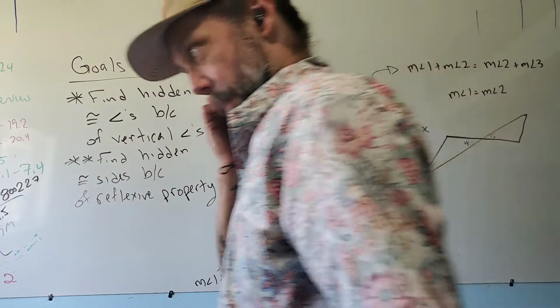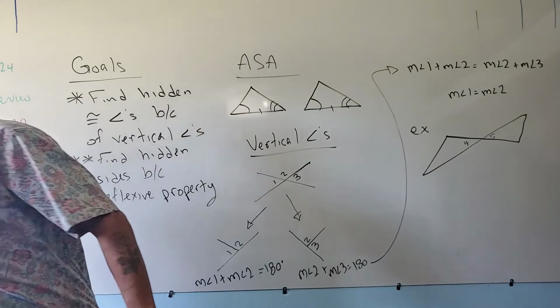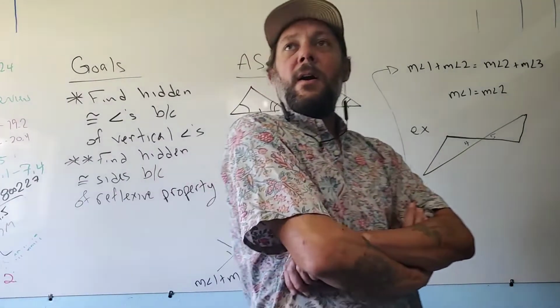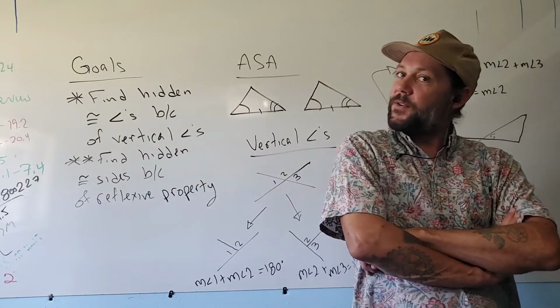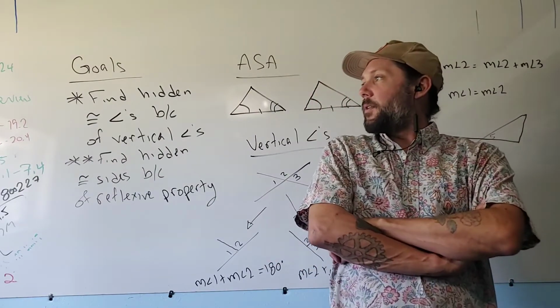All right, good morning. This lesson is for my Integrated 1 class. This is for lesson 14, I believe. This is going to be our second lesson on the angle, side, angle triangle congruence criteria.